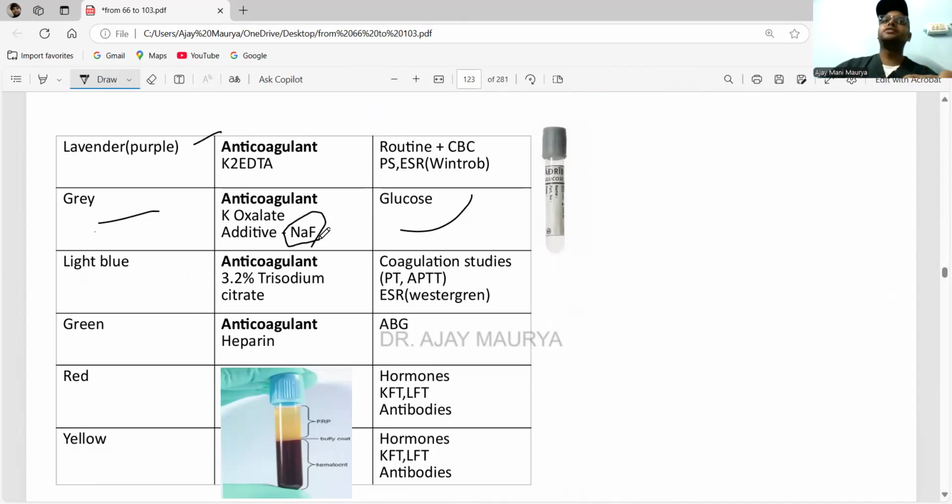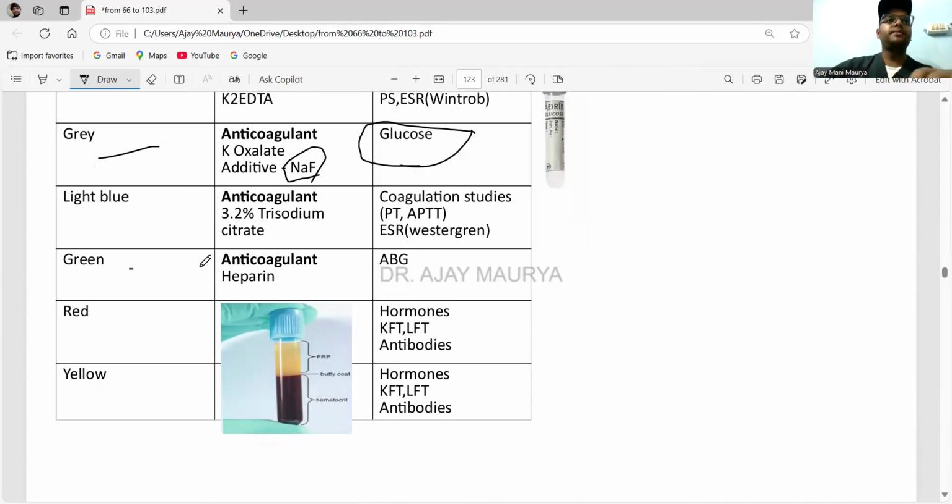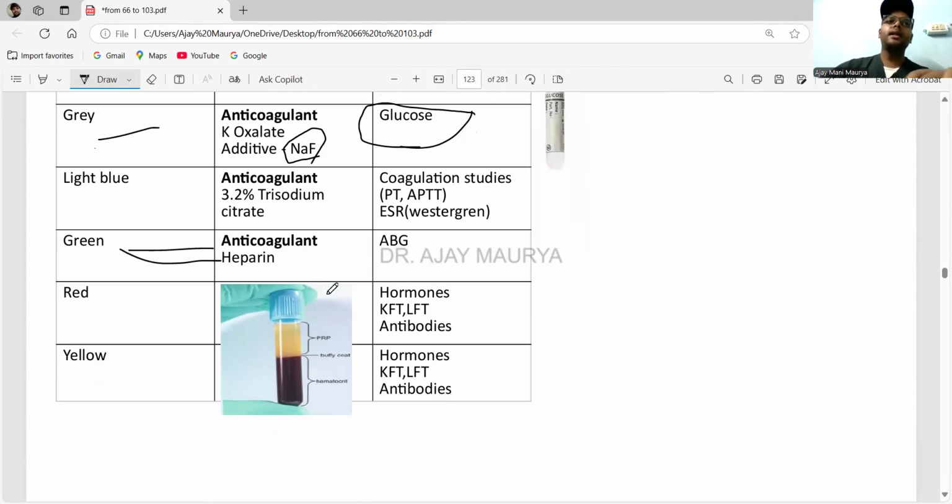That's why this one will store and is used as transport media. We use the gray one for the glucose tolerance test, for the sugar test. Light blue, next one. Green means heparin. And for KFT and LFT, you can use the red and yellow ones.